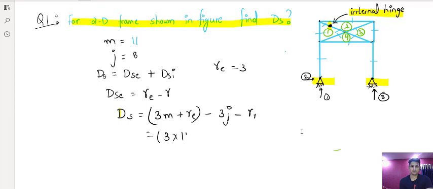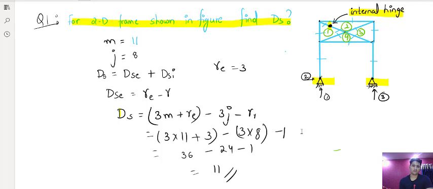Okay, so in the formula we can directly put 3 times 11, where 11 is the number of members, plus external reactions are 3, minus 3 times joints, joints are 8, minus RR. Here the RR value is 1. Okay, now solve it. This is 33 plus 3 is 36, minus 24, minus 1. So 36 minus 24 comes out to be 12, and 12 minus 1 is 11. So here the value of DS is 11. This is the second approach.